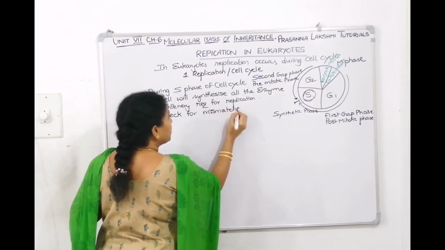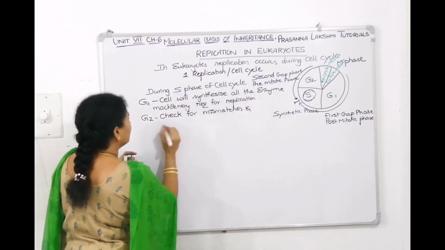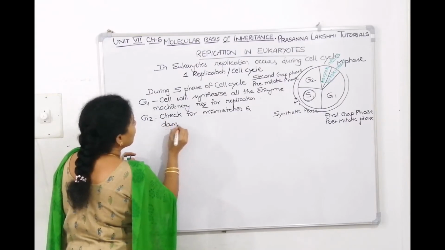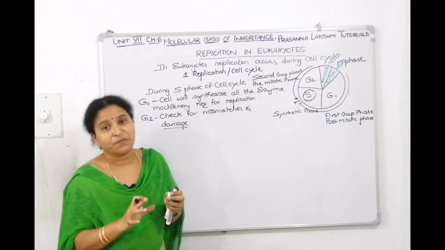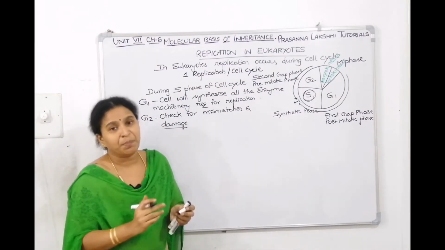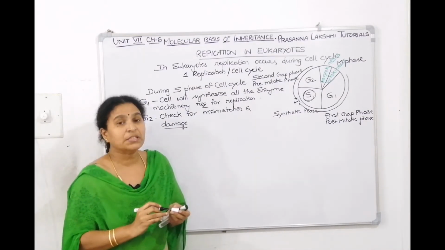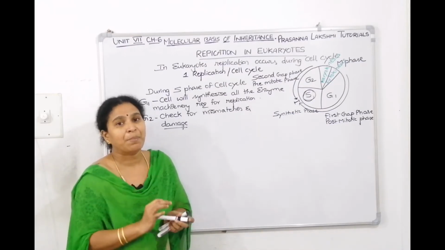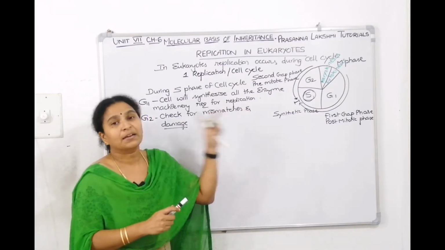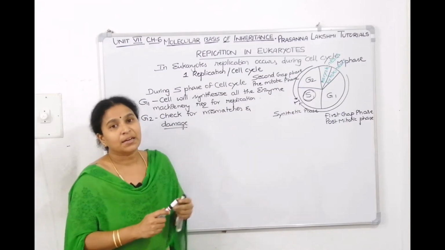It checks for mismatches and damage. Is there any damage? Now what it will do, if it finds any mismatch, it will rectify it. If it finds any damage, it will repair it. So that happens in the G2 phase, and once it ensures that everything has happened perfectly, then only it will enter into M phase.